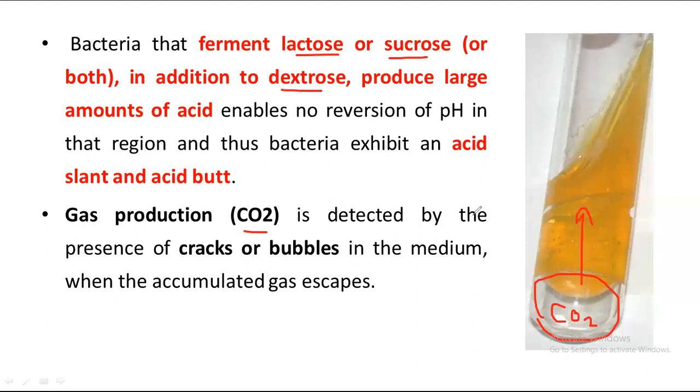So when you see such a test tube, you can easily tell that the yellow color means that all three sugar compounds are fermented, and acids are produced.